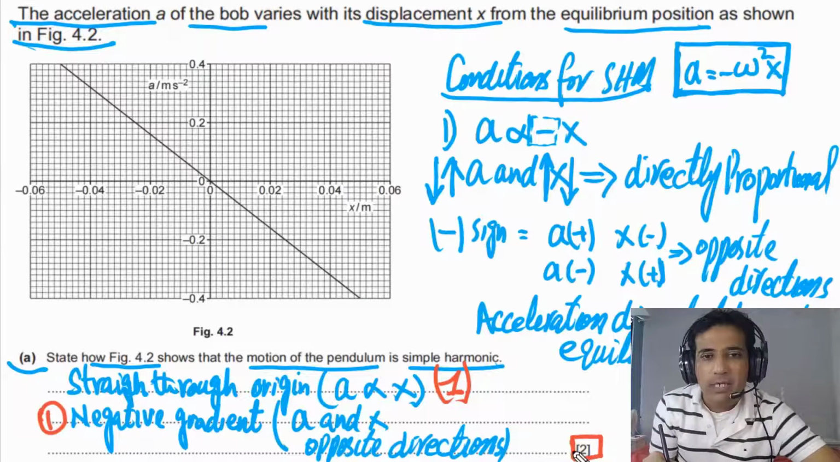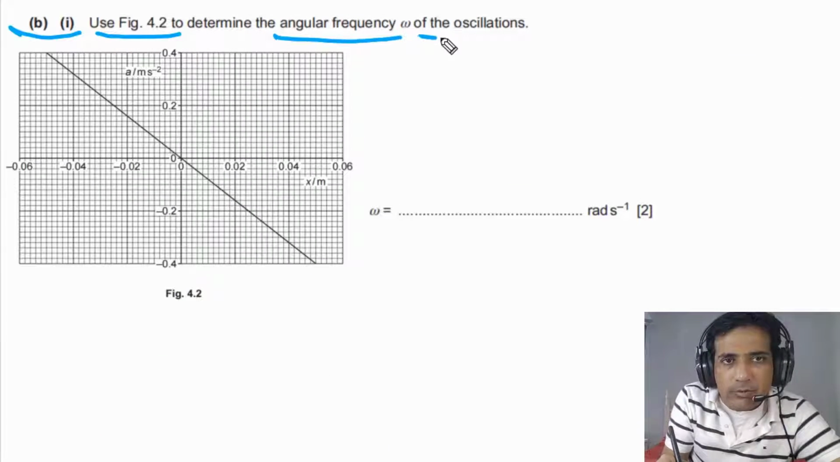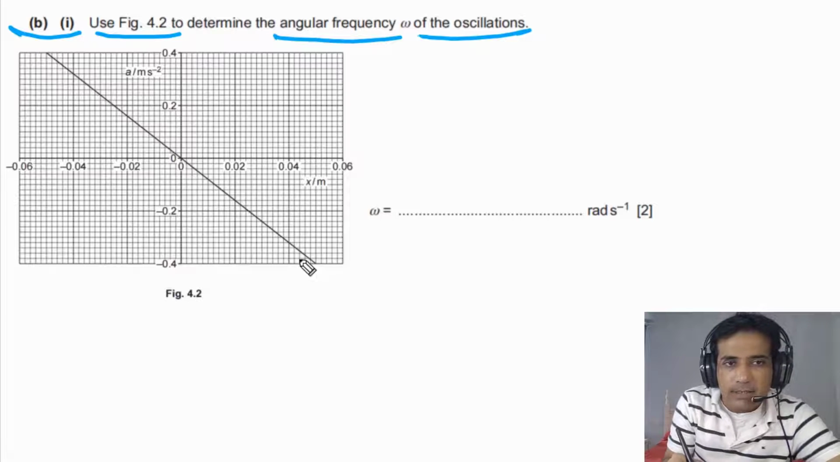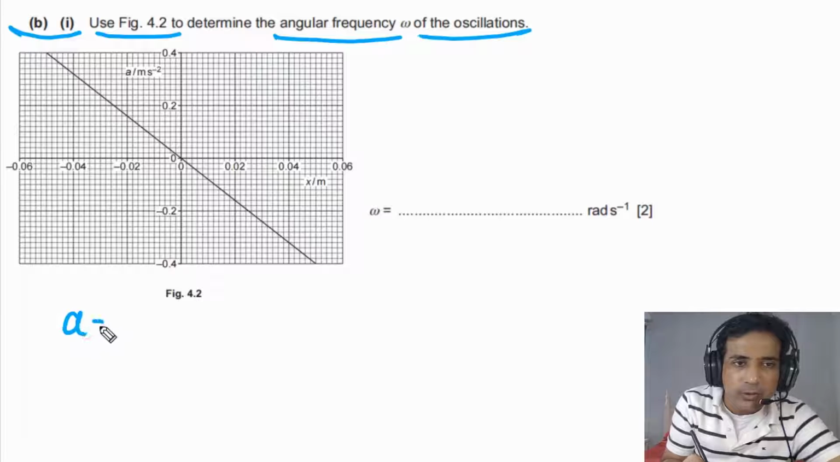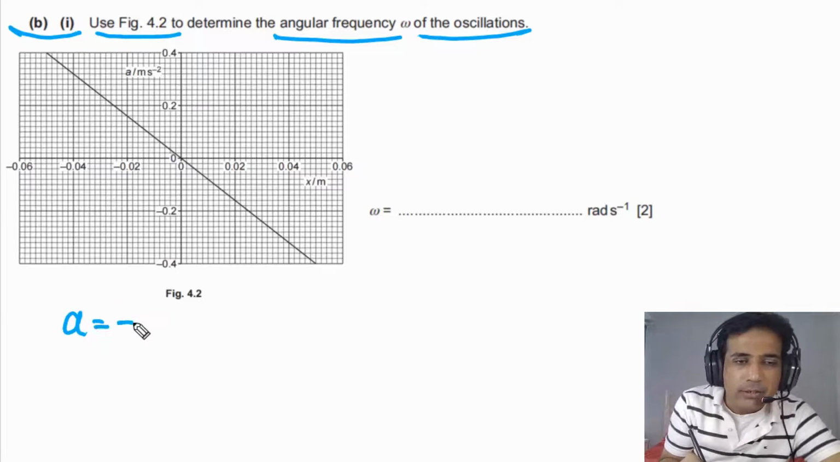And this question has 2 marks. For part B1, we need to use figure 4.2 to determine angular frequency omega of oscillations. We have already discussed motion of pendulum is simple harmonic motion, and this line is a straight line. So we can use equation for simple harmonic motion to link A and X together. A is equal to minus omega squared X.